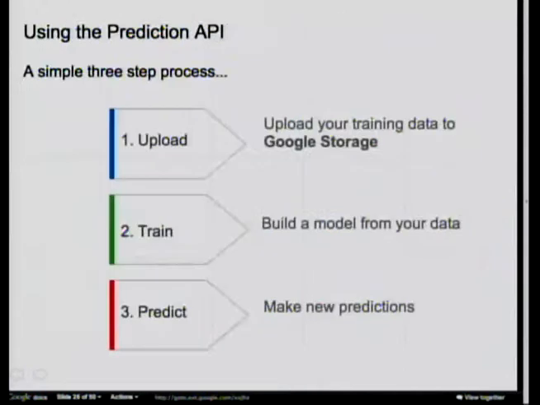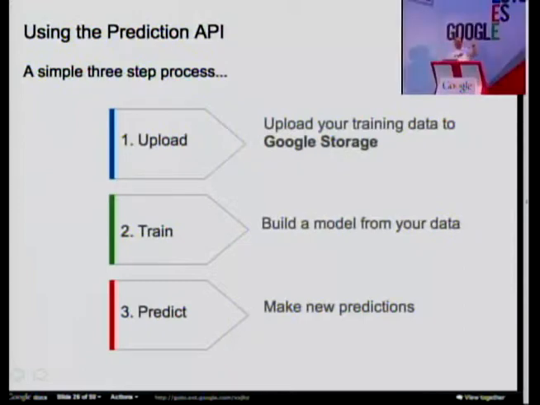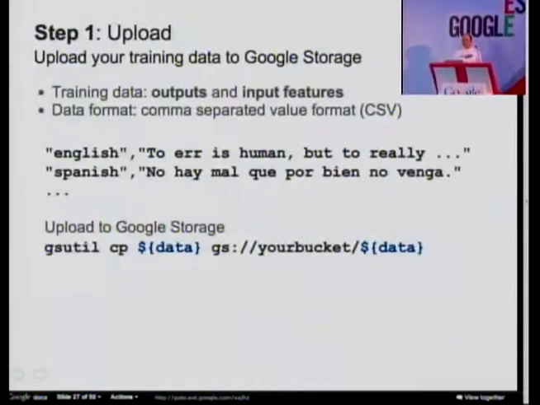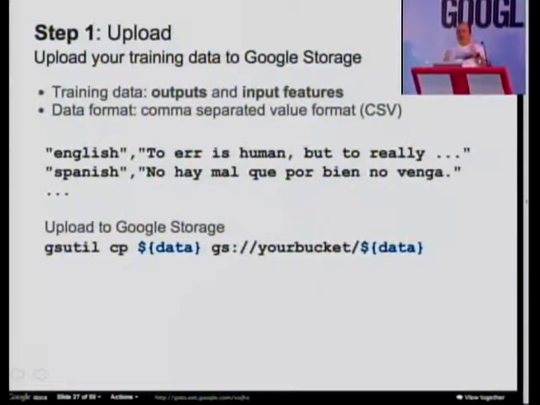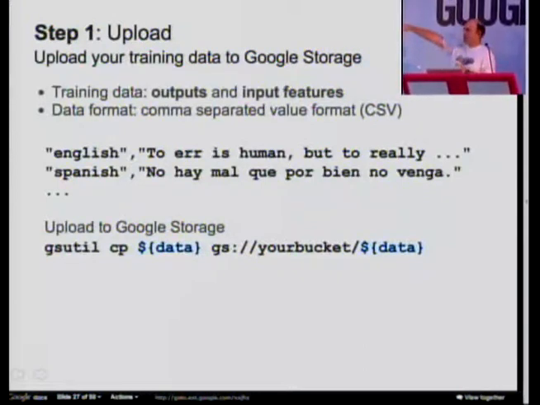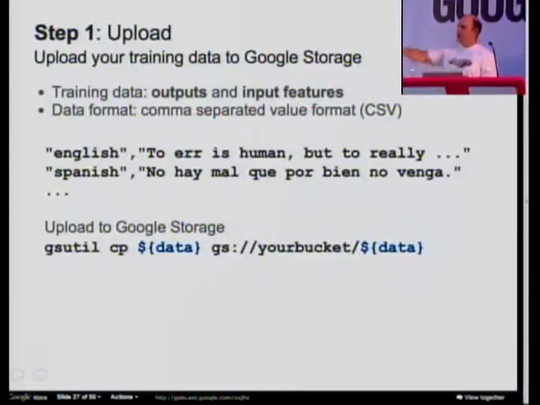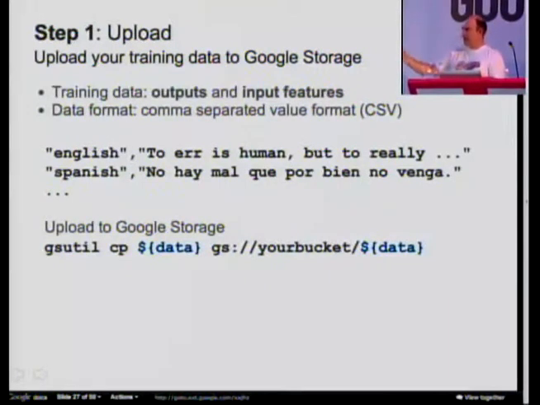Okay? How do you do it? Well, it's a three-step process. First, you take your model data and upload it to Google Storage, and then you train the prediction API to observe this model data, and then once it's trained, you can make predictions on that data. Okay? So here's the first step illustrated. Let's upload some data: English example, Spanish example. You can copy with gsutil cp the data into your bucket, and then it's in Google Storage.